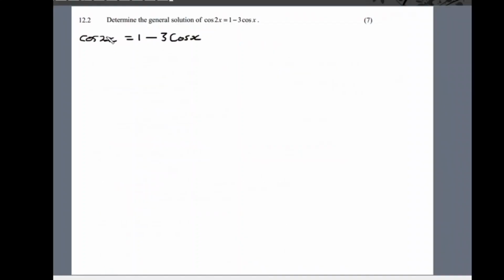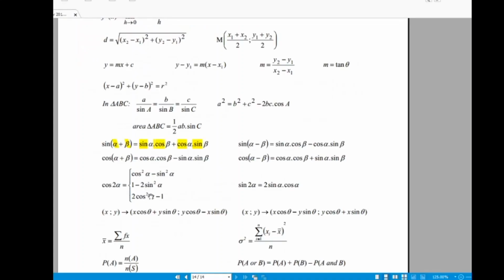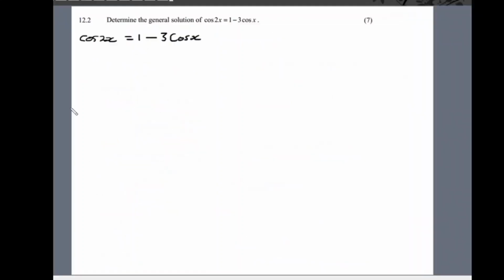Because I don't want to deal with sine and then cos at the same time, I want to deal with cos only, right? So for this one, for cos 2x, we will use the double angle identity, so we will have 2 cos squared x minus 1 equals 1 minus 3 cos x, right?